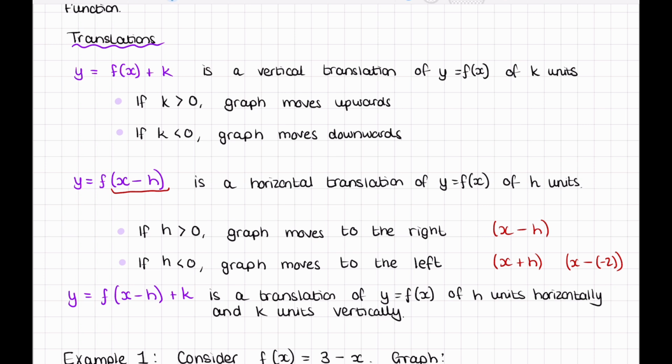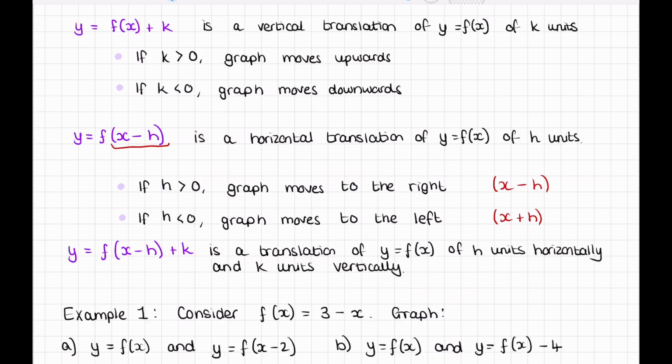So if our h value is greater than 0, which means in the bracket is actually a minus, the graph will translate to the right. And if it's less than 0, which means our h value in the bracket would be a positive, then it moves to the left. Then the last one, if we had y equals f and then in brackets x minus h, plus k, we actually just combine the first two we just talked about. So it's a translation of the original function of h units horizontally and k units vertically.